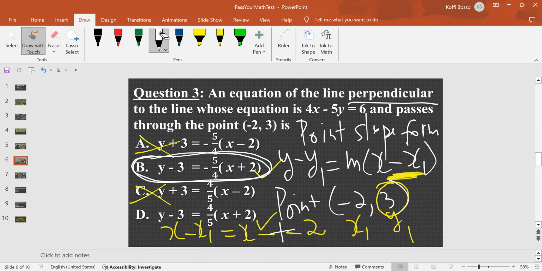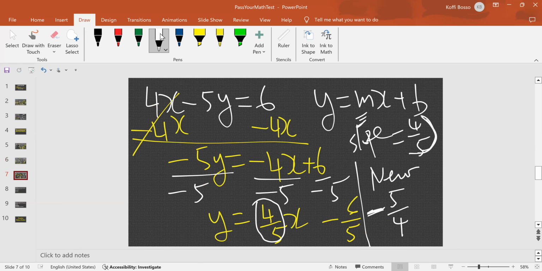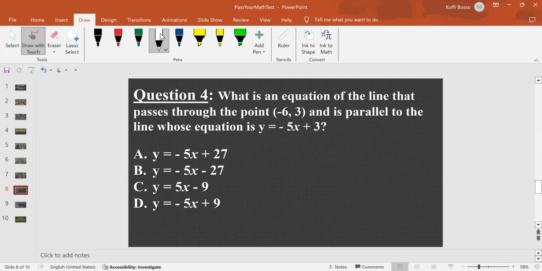Okay, let's continue. So you'll see that the next question, question number 4, they say, what is an equation of the line that passes through the point negative 6, 3 and is parallel to the line whose equation is y equals negative 5x plus 3. Okay, so this is a nice question. Why do I call it a nice question? Because here they already did the work for you.